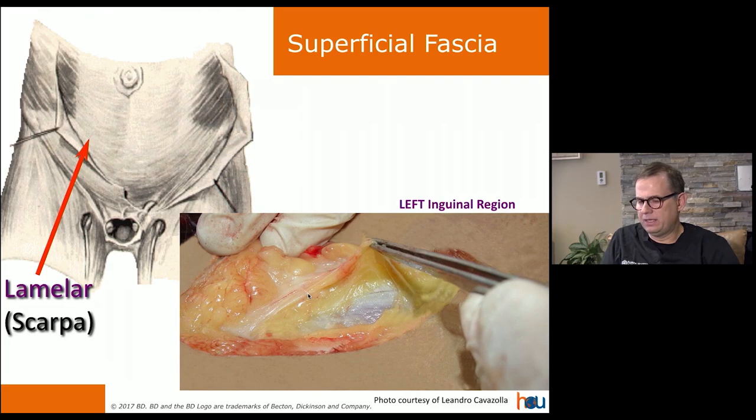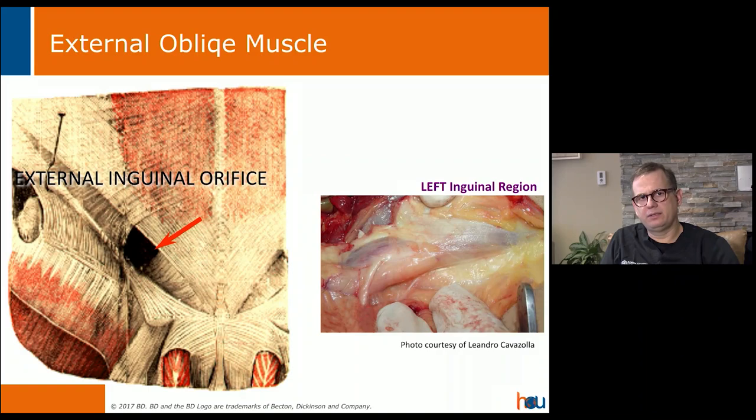And then we are going to expose the external oblique muscle. So we are going to see the external oblique muscle and the opening that happens in the external oblique, that is the superficial inguinal orifice. So the superficial inguinal orifice is an opening in the external oblique, as we can check here.